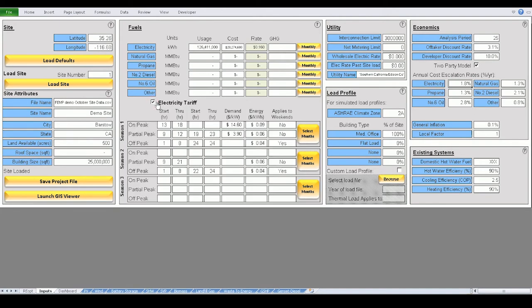By checking this box, we can enter the site's complex utility rate tariff, which includes energy and demand components across different time of day and seasonal periods. We can also upload the site's actual interval data instead of using a simulated load.